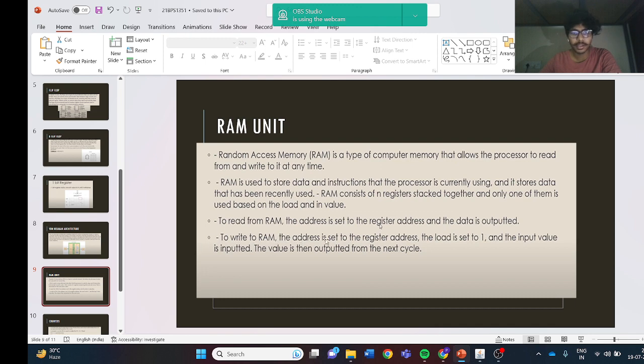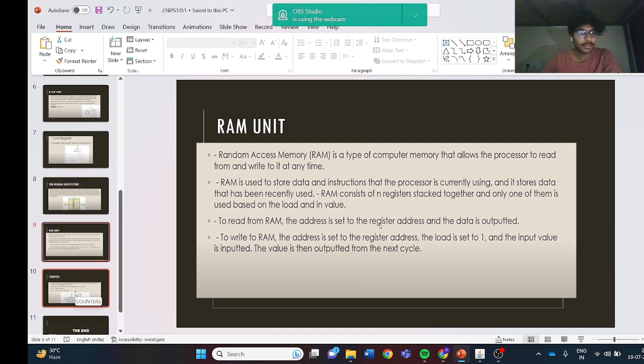To write to RAM, the address is set to the register address, the load is set to 1, and the input value is inputted. The value is then outputted from the next cycle. That's all about RAM units.